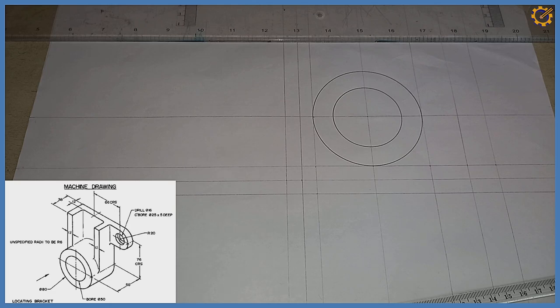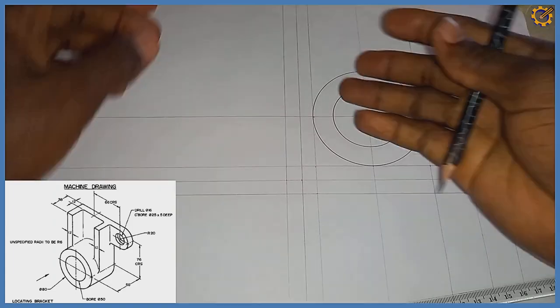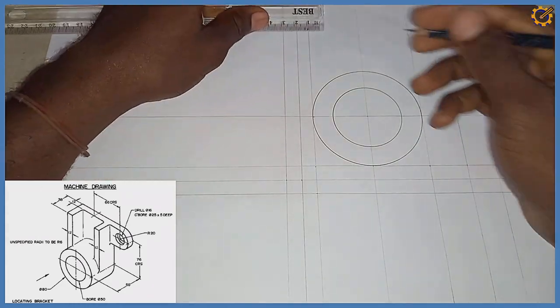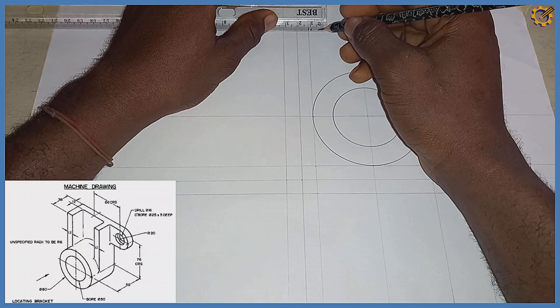So what is the next thing for us to do? Having a very good look at that object, the thickness of the web going up here, the thickness of those webs is 12. So from this line here, I measure the mark of 12.